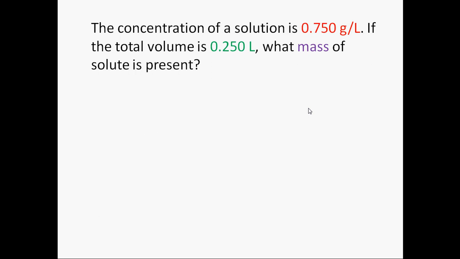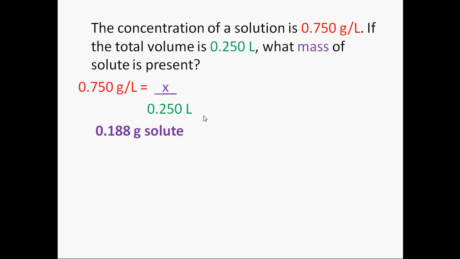Here we know the concentration of a solution. We also know the total volume of that solution. Now what we're trying to do is find the mass of solute. So what I'm going to do is just plug everything in. I know the concentration in grams per liter. I know the total volume of my solution. All that's left is to find my grams of solute. So if I multiply both sides of the equation by 0.25, I determine that I've got 0.188 grams of solute. That's it. All right. So that's it for the grams per liter sample calculations.